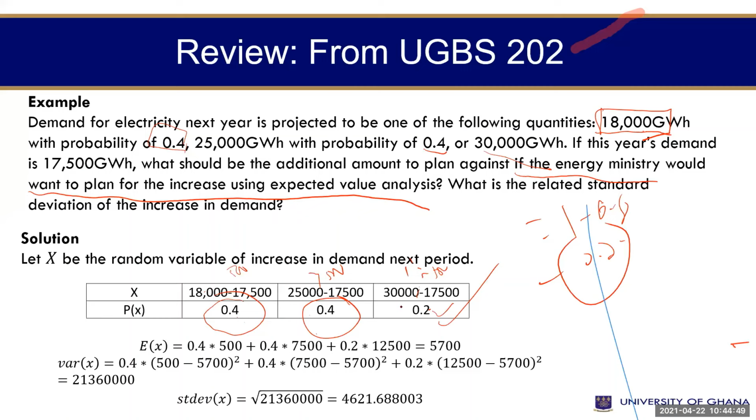The expected value is this one here. As we said, it is the xi times the probability. The summation of all of them should give you the expected value.